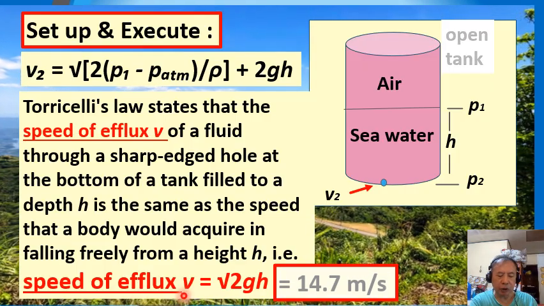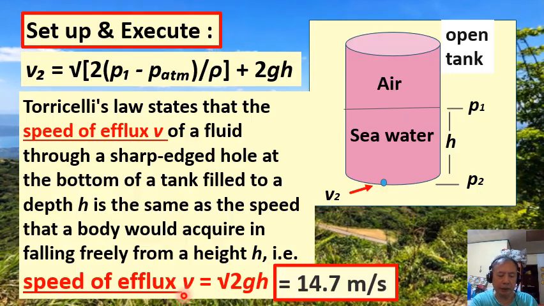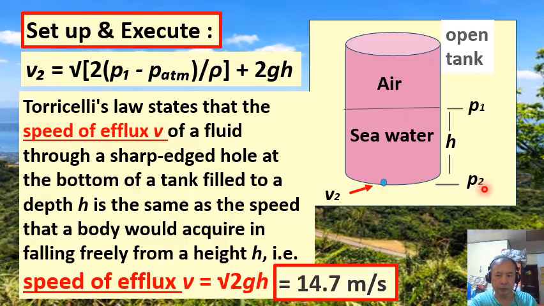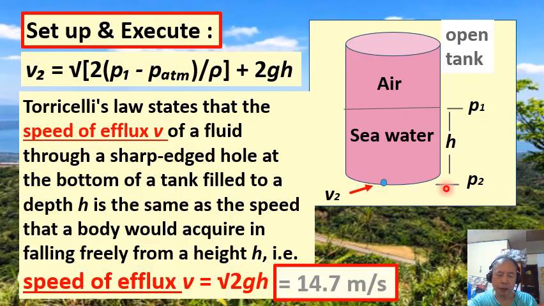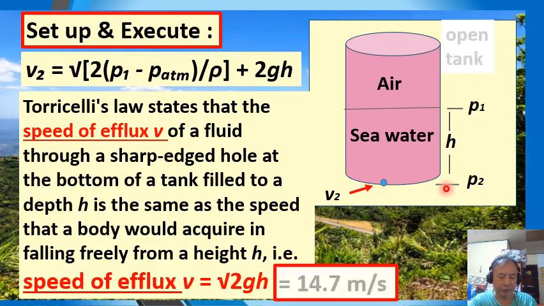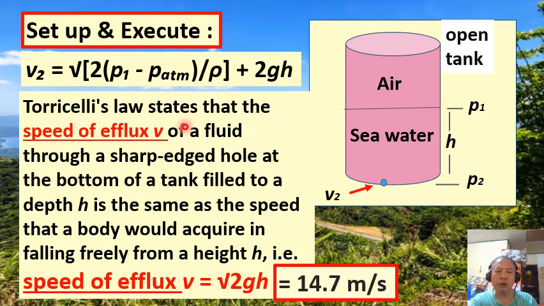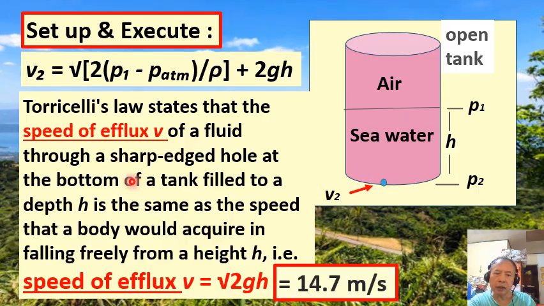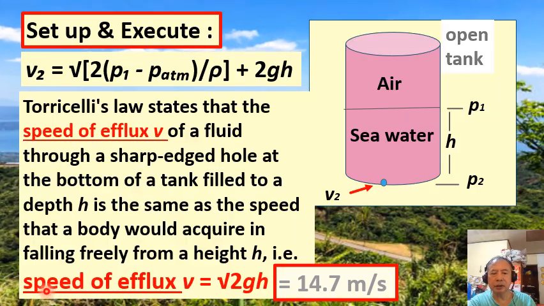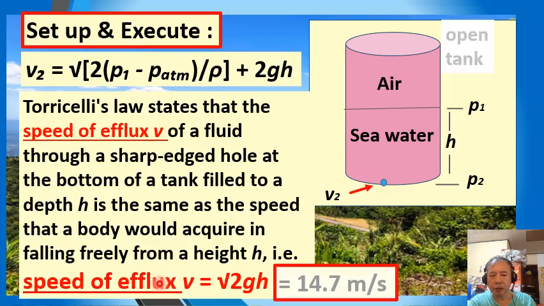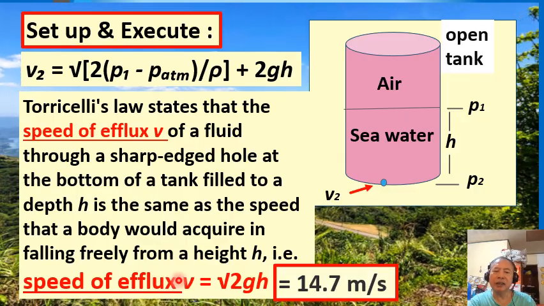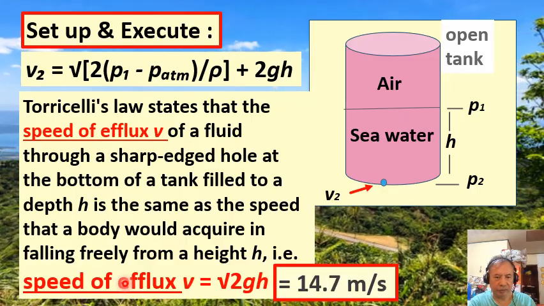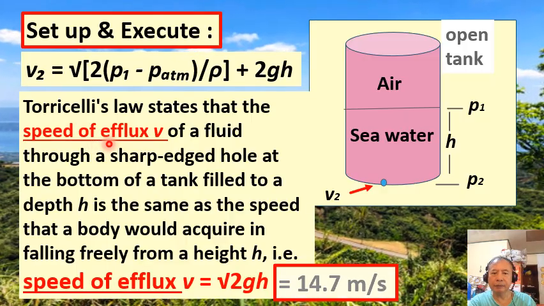So this means that if the pressure P1 is equal to the atmospheric pressure P2 in our drawing, then the equation for determining the speed of the seawater coming out of the hole is simply reduced to this equation that is associated to a freely falling body that is dropped from rest at a height of h, and we call it the speed of efflux.